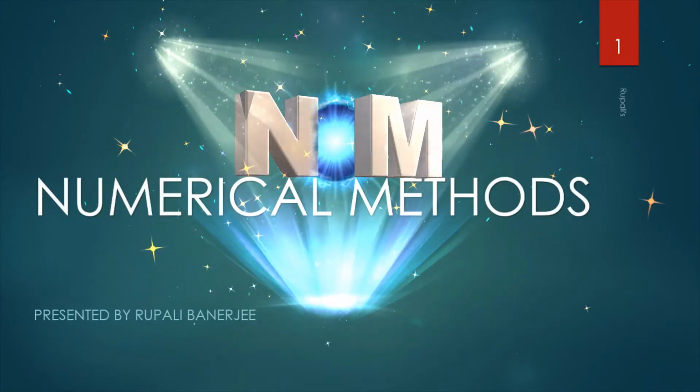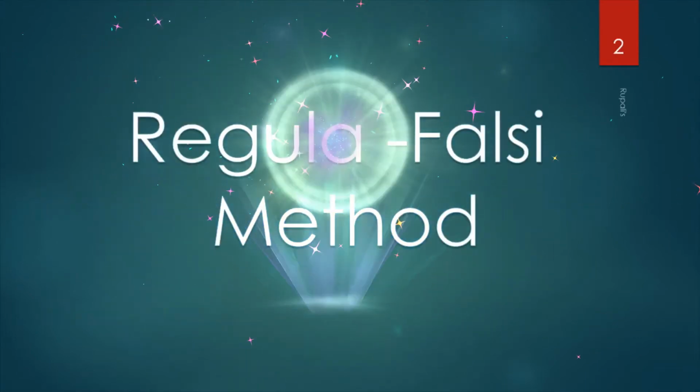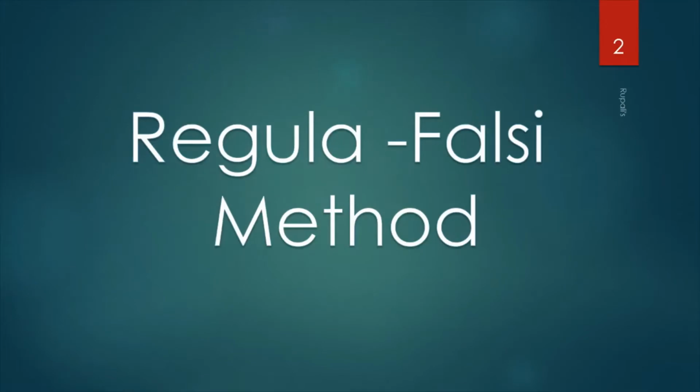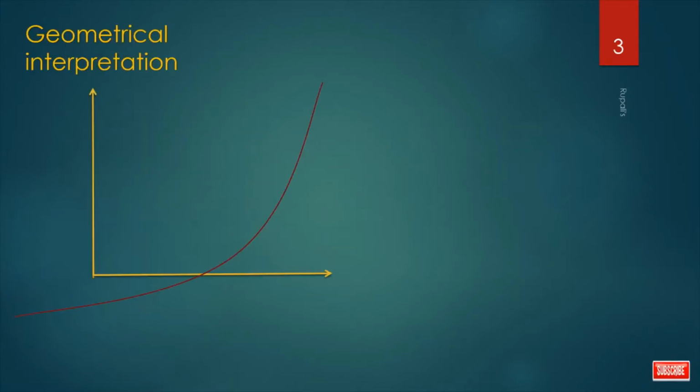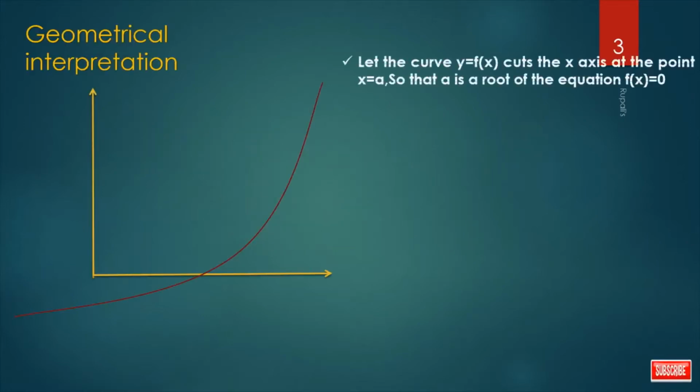Today our topic is Regula Falsi method. The Regula Falsi method is a numerical method for estimating the roots of a polynomial. See the geometrical interpretation. Let the curve y = f(x) cut the x-axis at the point x = a.